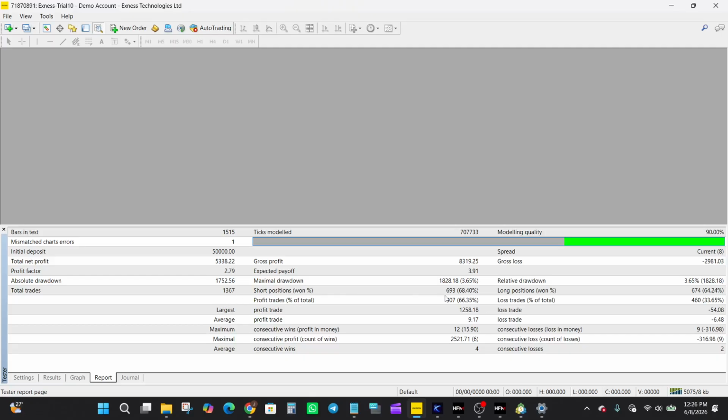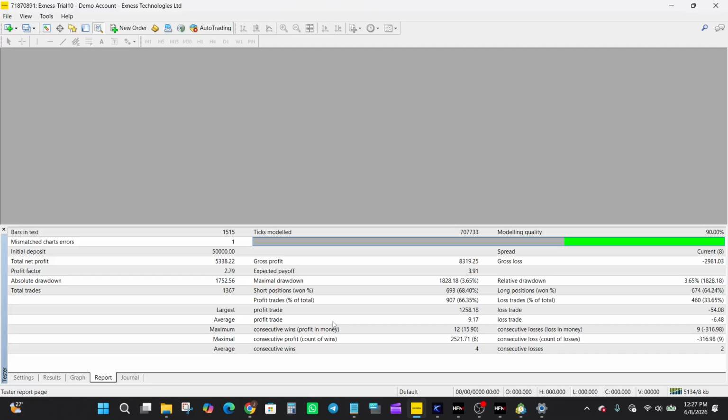Short positions were 693 with 68.4% win rate. Long positions were 674 with 64.24% win rate. And the largest profit was 1,258.18. Largest loss 54.08. The average profit was 9.17 and the average loss was 6.48. So in this case, the risk to reward ratios seem pretty fair, but it's not still good enough because it's just close to 1:1, or maybe close to 1:1.5, right?